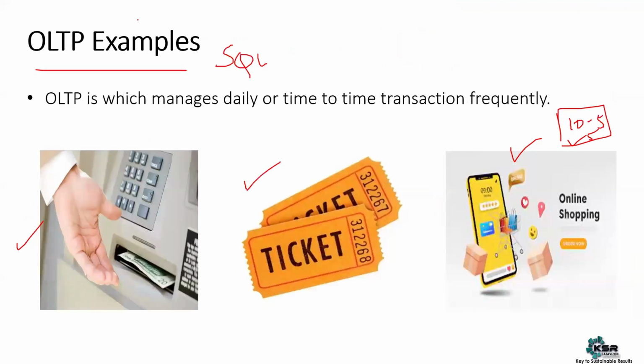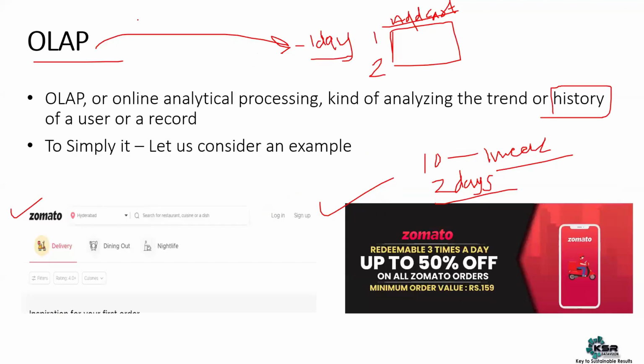OLTP is straightforward. It is updated at that time, whereas OLAP is done using historical data. It is analyzing your historical data.